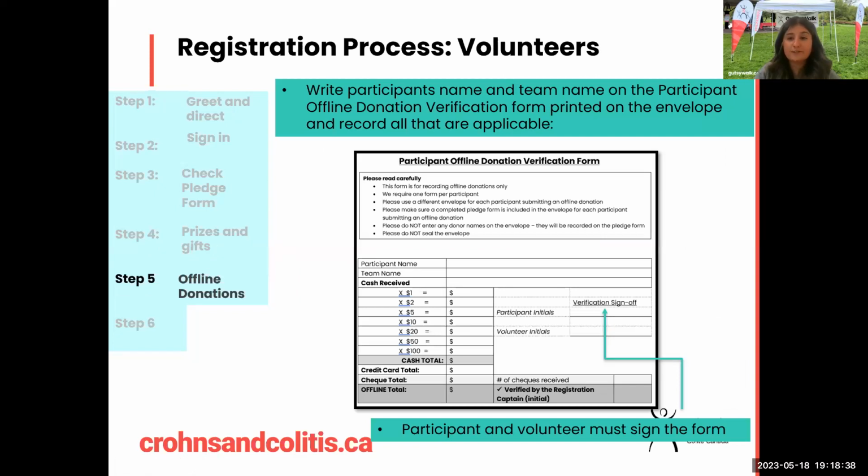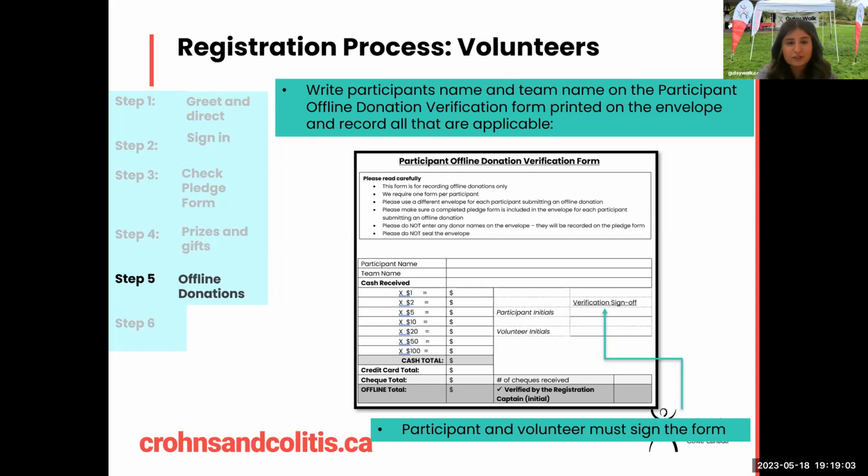And this is the form that is printed on the envelope I mentioned. This is the envelope where you'll be putting the money for each participant that they're bringing as offline money. So once they come, you want to have the money checker count the money, and they're going to be the ones writing this information. So you want to have the participant's name, their team name, and you have a check here. You can see how much cash it is.